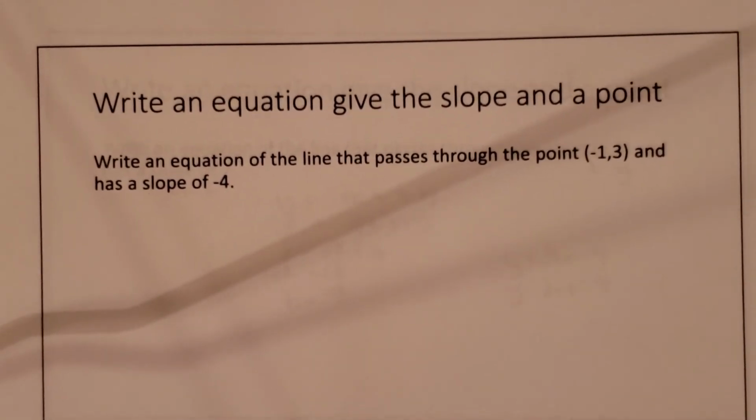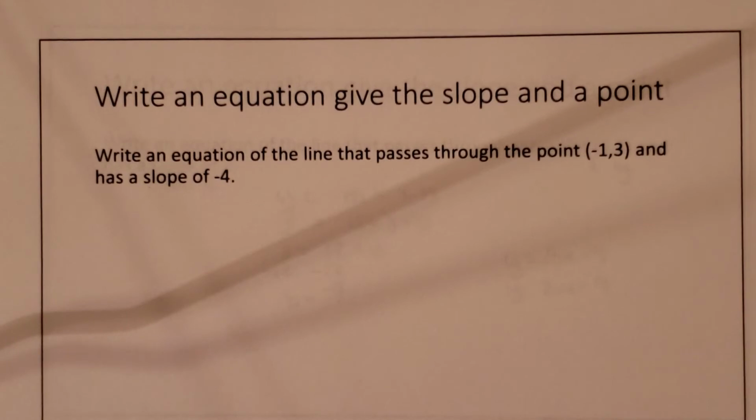So let's take a look at one of the problems. This one, you don't even need to find the slope because the slope is given to you. So write an equation of the line that passes through the point (-1, 3) and has a slope of -4. Well, if you're already given the point and you're already given the slope, then really all you need is to know what slope-intercept form is.